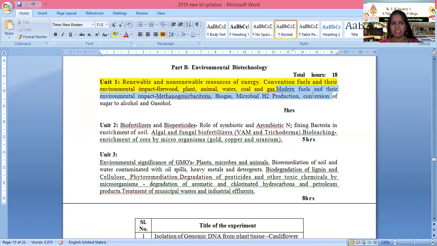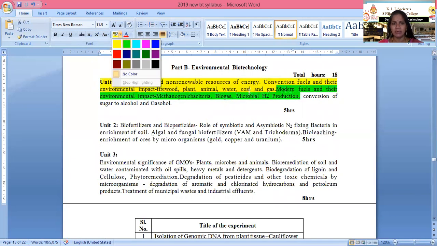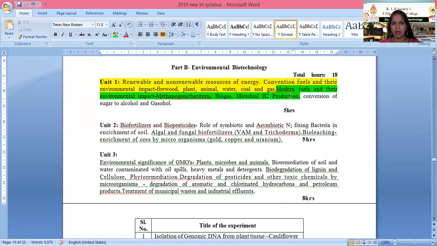Then comes modern fuels and their environmental impact. There methanogenic bacteria, biogas, microbial H2 production you are going to study. Then conversion of sugar to alcohol and gasohol. So all this comes under unit 1. Why I'm giving you all these things: if you want any unit for your seminar topic or assignment topic, you can choose and submit for your 5 marks. So all this unit carries 5 marks.